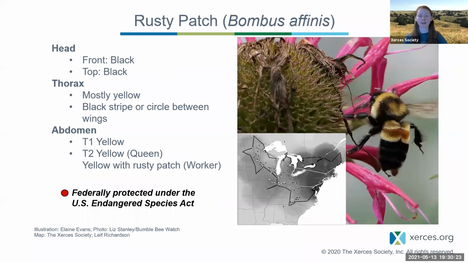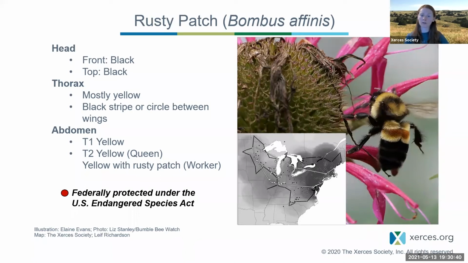And the last one that we want to touch on is the rusty patch bumblebee, or Bombus affinis. This one's got black hairs on the front of the face and the top of the head. The thorax is mostly yellow. It can have a stripe or a circle between the wings.